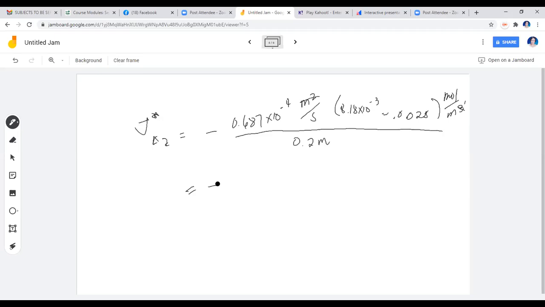And we divide by 0.2. So we have 5.619 times 10 raised to negative 6. This should go down per meter. So this is mole per meter squared per second. And that's our flux in SI units.